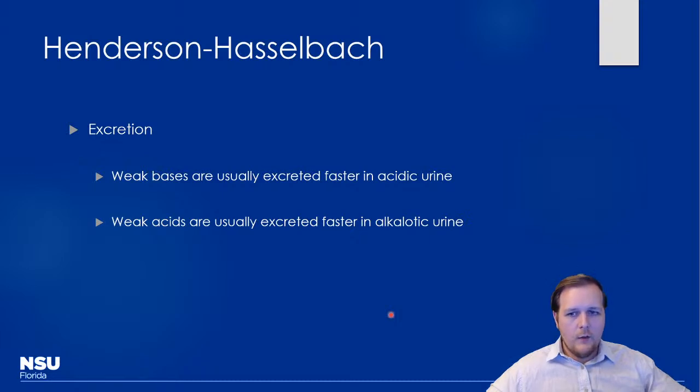On the other hand, we can see that weak acids are excreted faster in alkalotic urine because more of it's in that charged state. It strips off that proton when you have a urine pH of like 8, versus if it was down to like 5.5 or something, right?